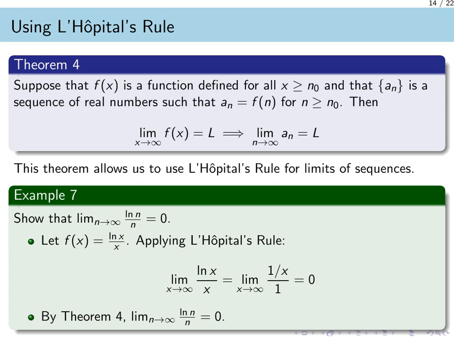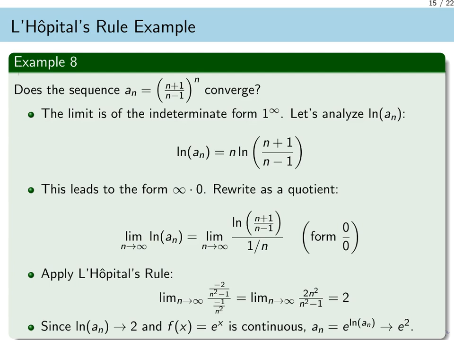As x approaches infinity, this gives the indeterminate form infinity over infinity, so we can apply L'Hopital's rule. The derivative of the numerator is 1 over x, and the derivative of the denominator is 1. The limit of the resulting fraction, 1 over x, is 0. Because the limit of the function is 0, Theorem 4 guarantees that the limit of our original sequence is also 0.